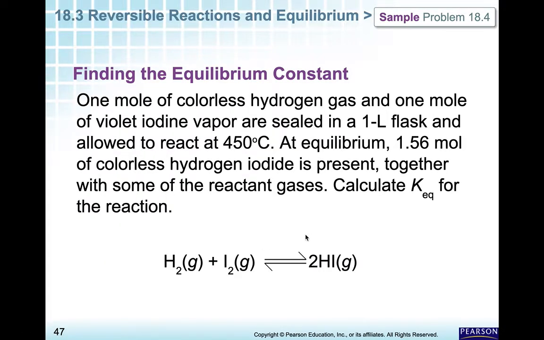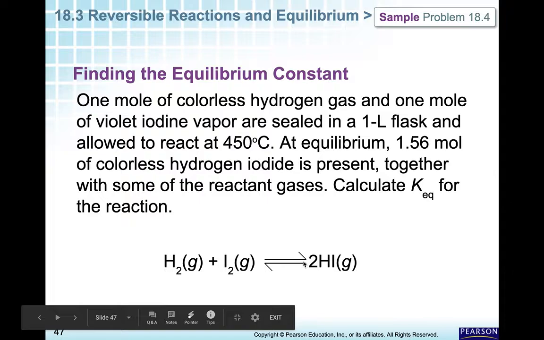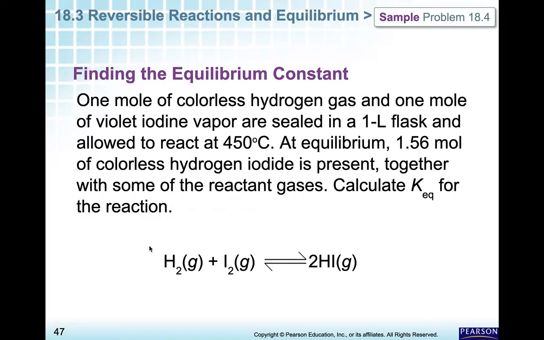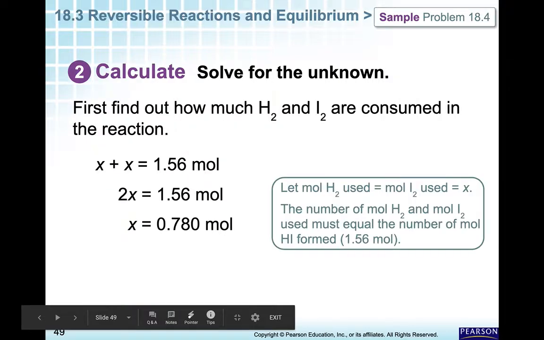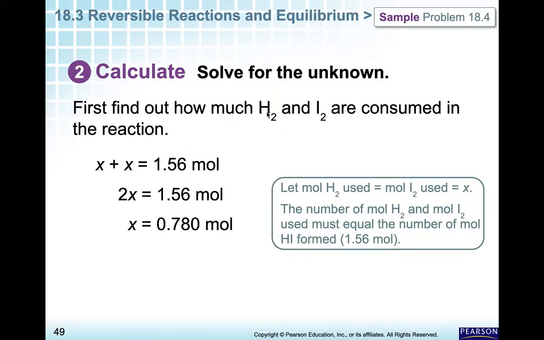Let me go back for a second. We know how much of this we're producing. We know how much of this we're starting with. We can use stoichiometry information here to figure out how much this has to decrease, how much we have to react and use up to make our product. So here's what that looks like. We are looking for how much reactant was consumed in the reaction.